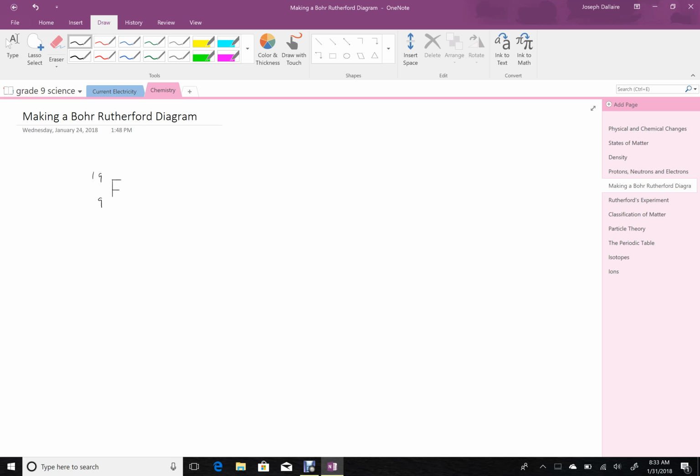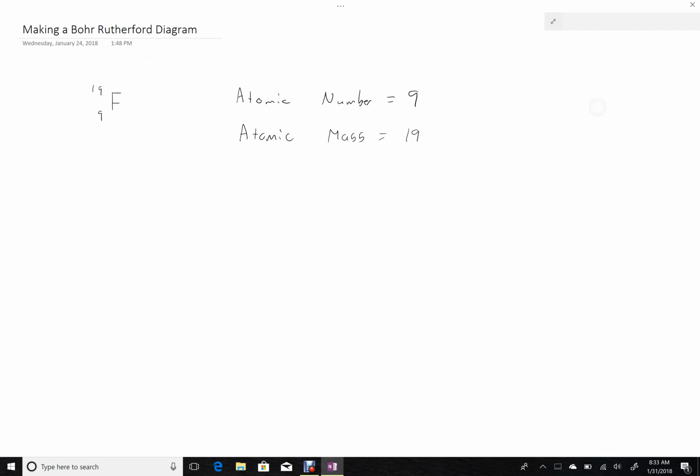Alright, this is going to be a quick video on how to make a Bohr-Rutherford diagram. Here I've just chosen the element fluorine and looked up on the periodic table to see that fluorine has an atomic number of 9 and an atomic mass of 19. And for this first video, we're just going to talk about how to do this assuming that fluorine is neutral, and we'll deal with anything like ions later. So here, that's the atomic number and the atomic mass.